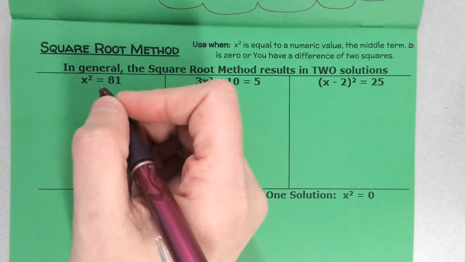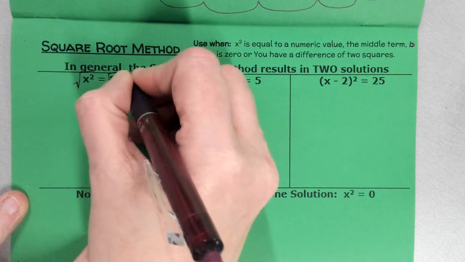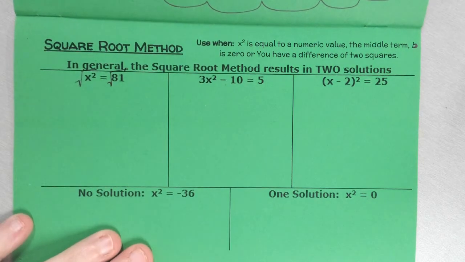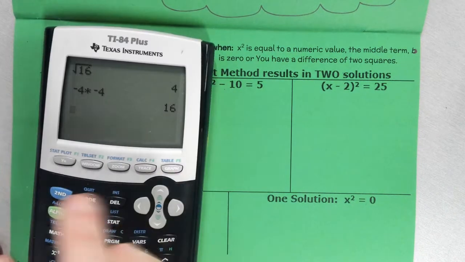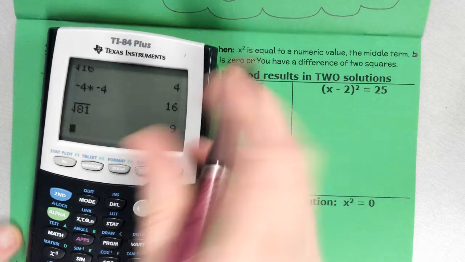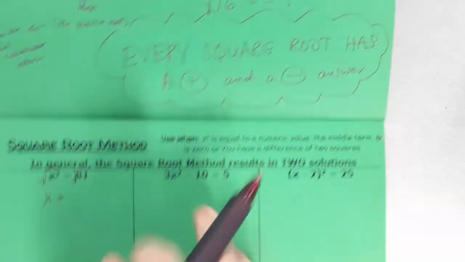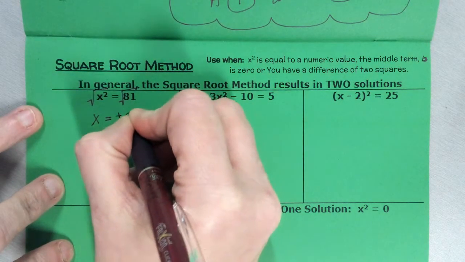So here's what you do. Literally, you take the square root of both sides. The square root of x squared is x. The square root of 81 is 9. But remember, that's my principal root. And we know that every square root has a positive and negative answer. So it's positive and negative 9.